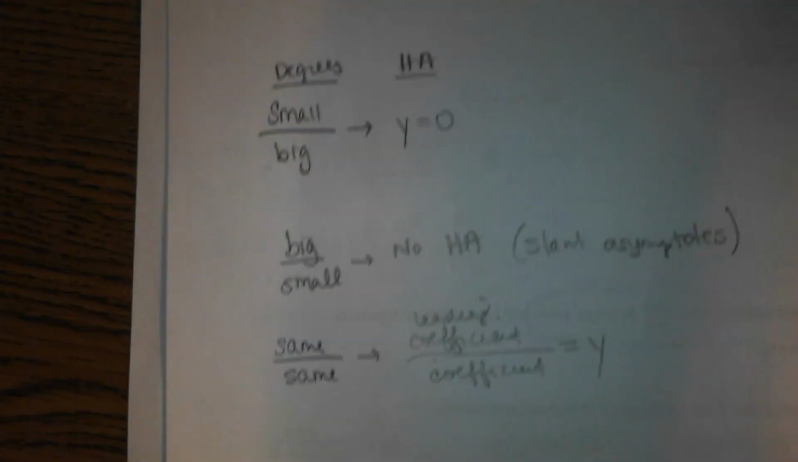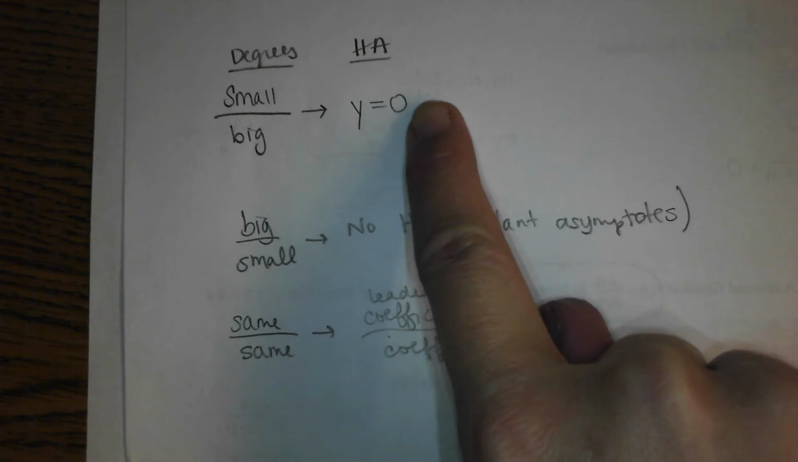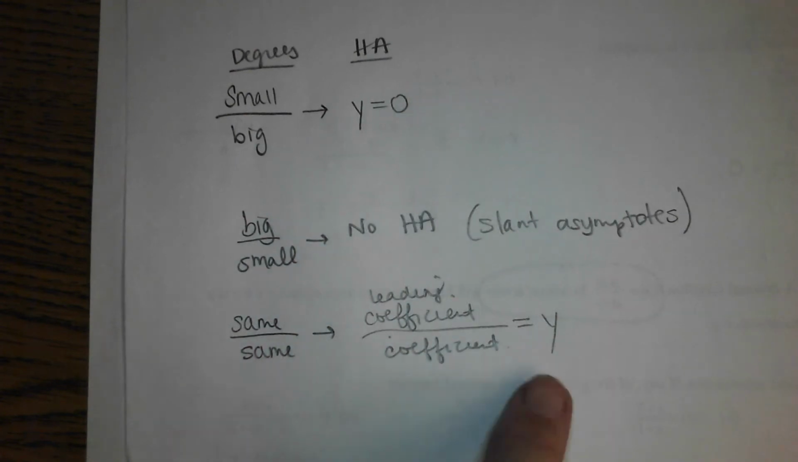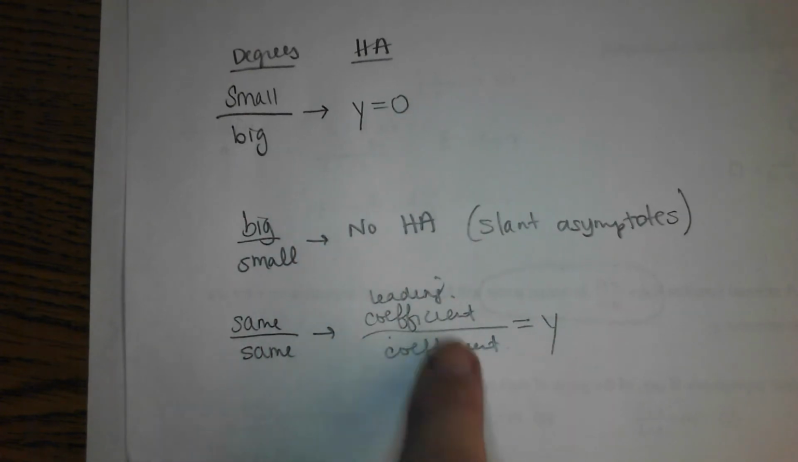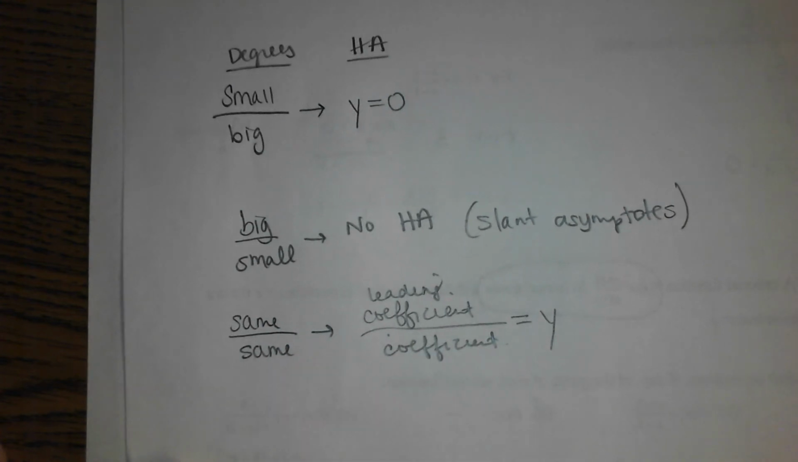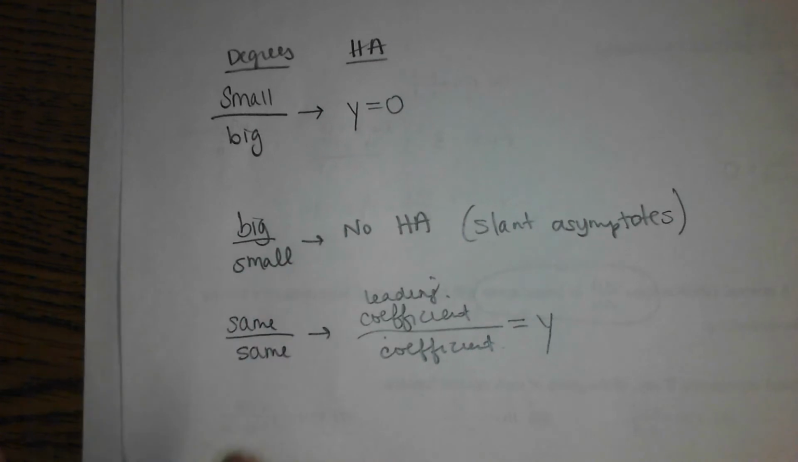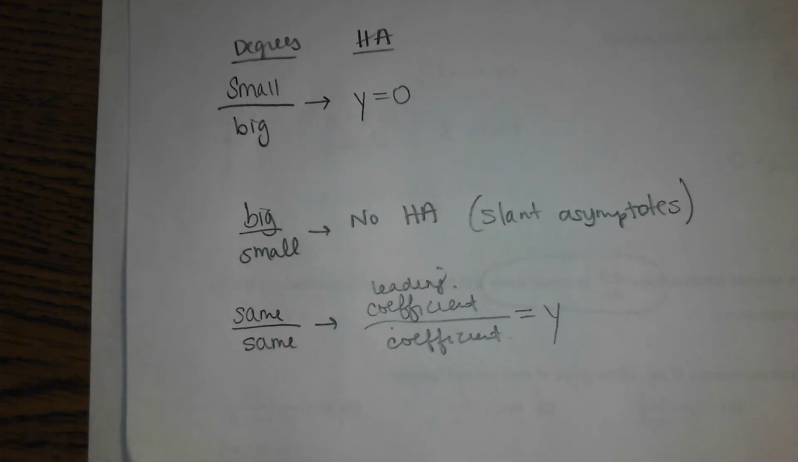So this is obviously a horizontal line, y equals 0. This is going to be y equals some number, whatever the fraction makes. So that's a horizontal. Anytime you have y equals a number, that's a horizontal line. The big over small case will not be horizontal. It'll be some other diagonal line or shape.